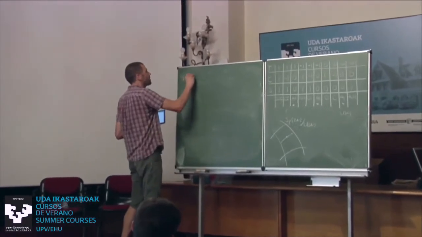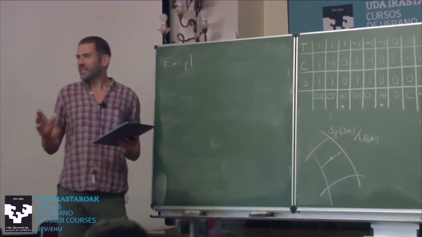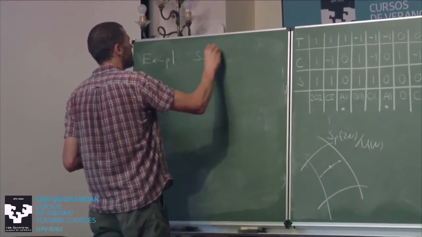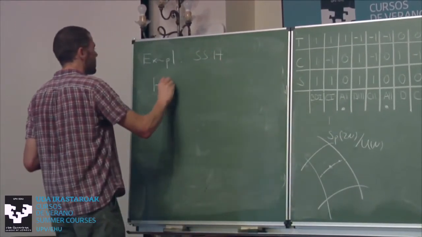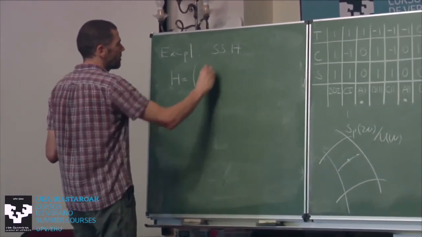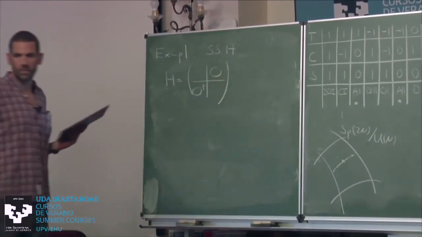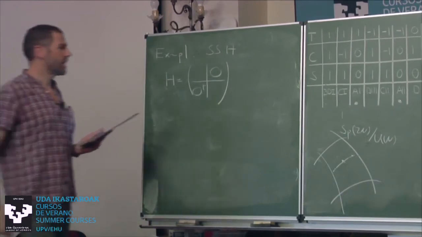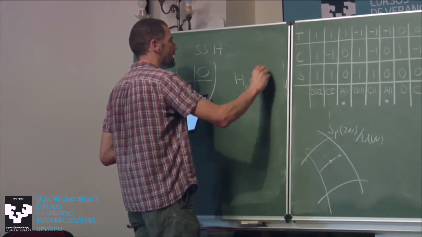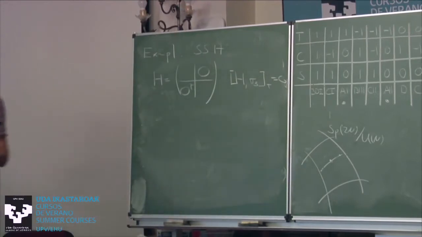Let me give you one example, and that goes as follows. Take our friend, the SSH chain, which we have seen yesterday so many times. So H equals... in momentum space. No, we don't even need momentum space. We have here something, and here there's something there. And the discriminating feature is that H and sigma 3 anti-commute. So that is your chiral symmetry.